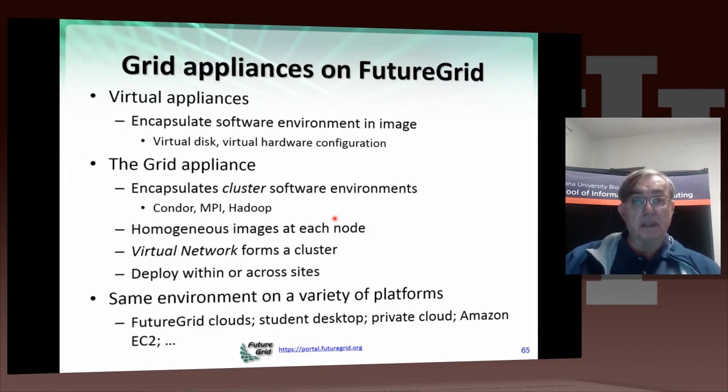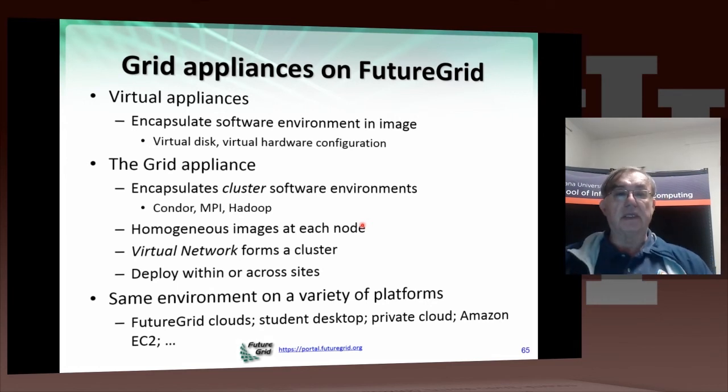We have grid appliances on FutureGrid. It captures MPI, Hadoop, or Condor. We have the same image for each node. We have the ViNe virtual network to form a cluster. And you can deploy this any way you like. You can deploy it on a distributed environment, on a localized environment, and so on. Put it on your client. Because everything is virtualized, you get your virtual grid. You can put it where you want, which is probably not terribly useful for production work, but it is highly useful for education. That's why we stressed education here with these integrated appliances, which have everything you need to build an environment.